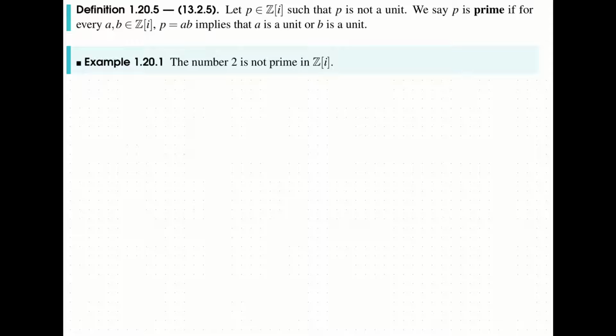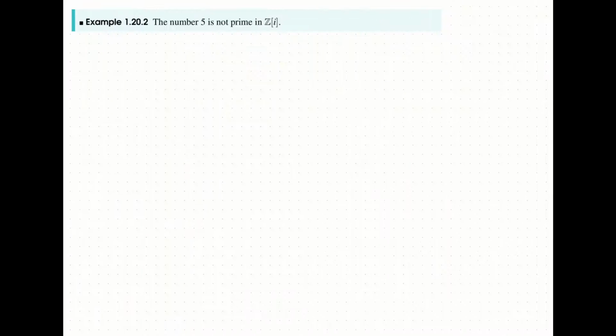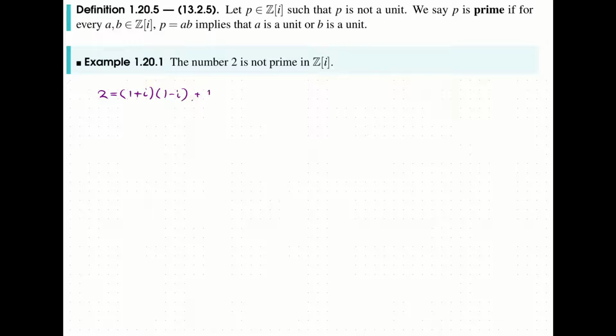And so with 2, what we have is that this can be written as 1 plus i times 1 minus i. And so we have that 2 is no longer prime. And then similarly, we have that 5 is not prime, because 5 can be written as 2 plus i times 2 minus i. But now notice that every time, because of the difference of squares, over here we have 4 plus 1, and over here we have 1 plus 1.